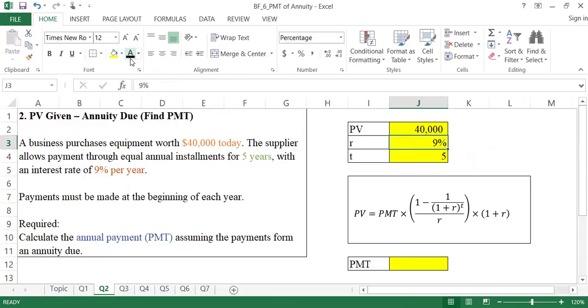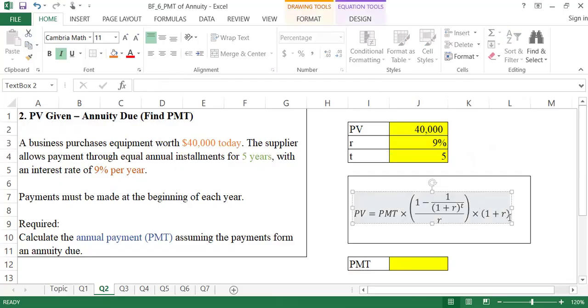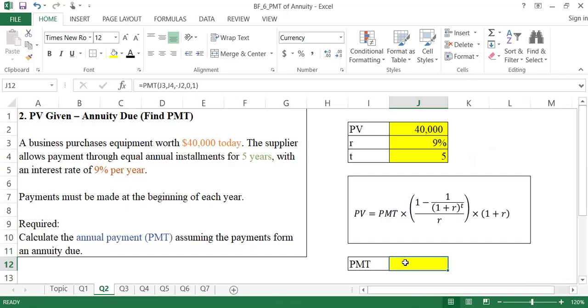Beginning of each year means we have an annuity due over here. So using the PV of an annuity due, look, this is the part which indicates it's an annuity due, the 1 plus R at the end. So putting all the values, 40,000 PV, 9% interest rate, 5 years in T, we will find a PMT of 9434.